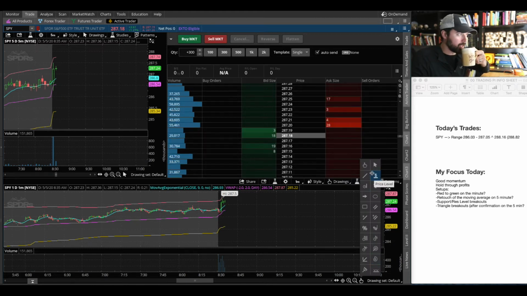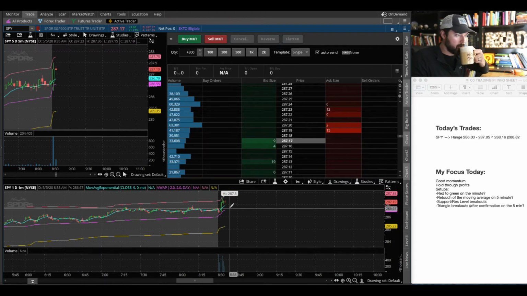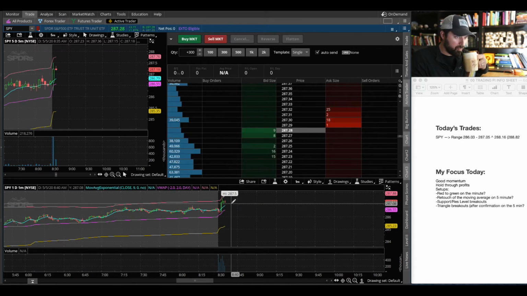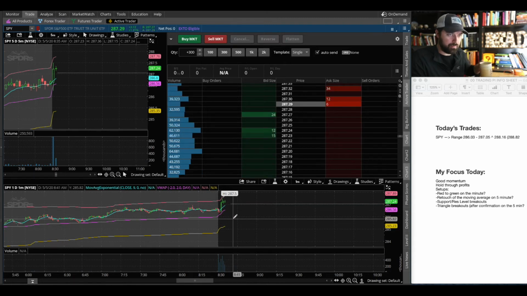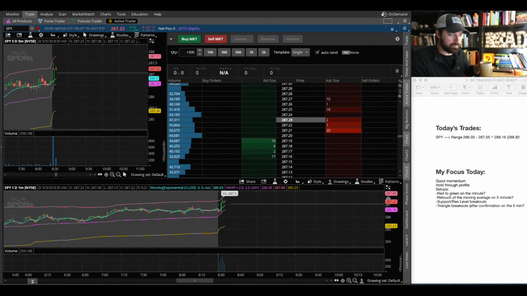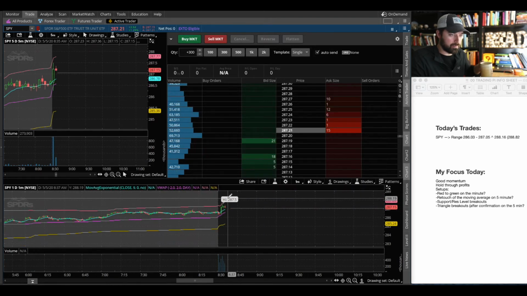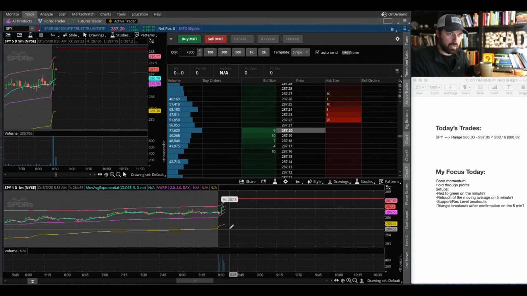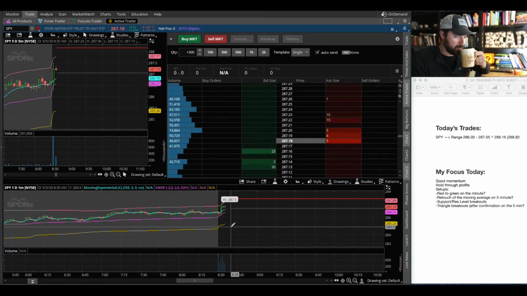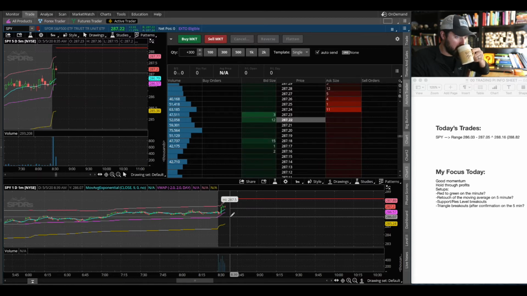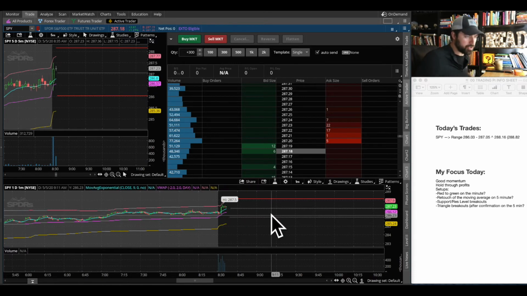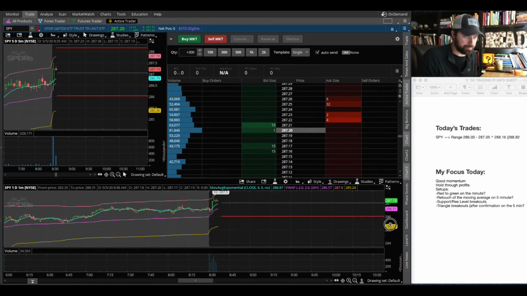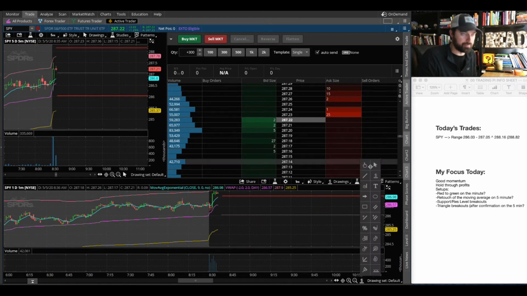Okay, so let's draw in some lines. 287.05. I'll extend that here in a second. 288.16. And then 286.03. So those will be some of the lines that I'm working with here. And then the last one, 288.82, of course.